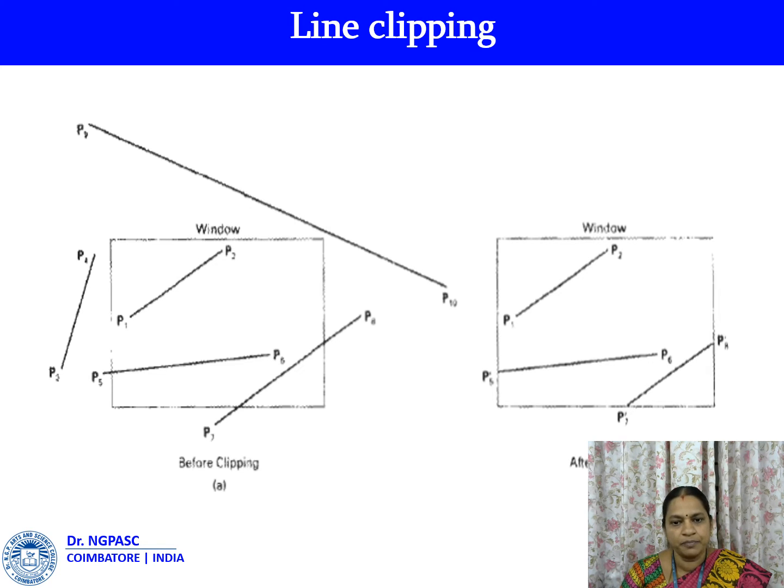And the next case, P5 and P6: only the second point lies inside the window, the first point lies outside the window. So we need to perform intersection calculation against the left side boundary of the window. And in the last case, both the endpoints lie outside the window, but part of the line segment lies inside the window. So in this case, we need to perform intersection calculations against the bottom boundary and the right boundary of the window. After calculating all these things, we can have the lines after clipping, which is shown on the right side of the slide.